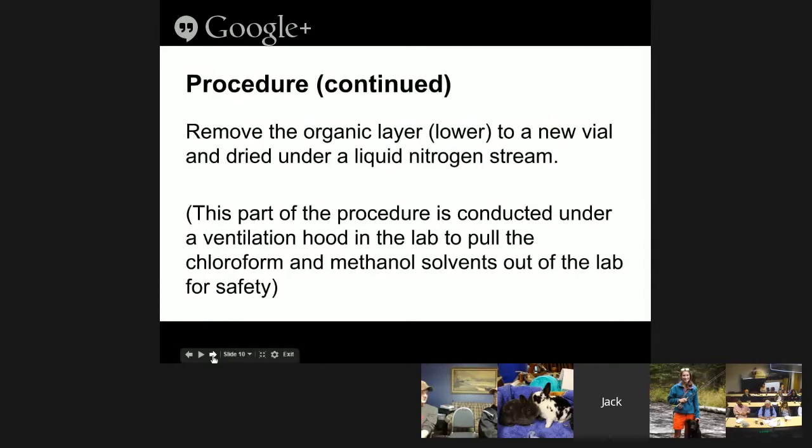And we also removed the organic lower layer to a new vial and dried it under a liquid nitrogen stream. This part of the procedure is conducted under a ventilation hood in the lab to pull the chloroform and the methanol solvents out of the lab for safety.